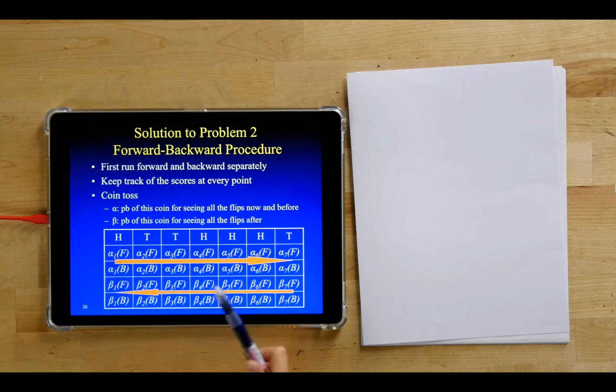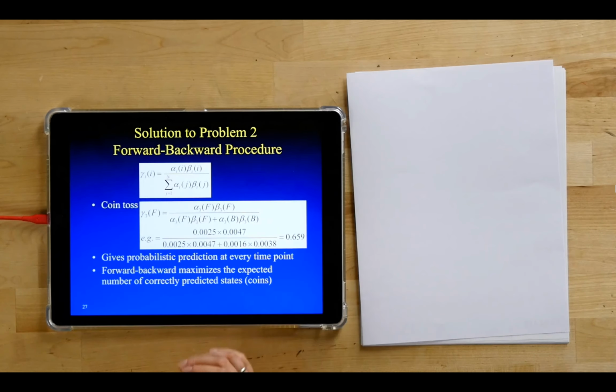But we also calculate, using the backward procedure, going backward, these beta numbers. What are the beta numbers? The beta number is the probability of using this coin in order to see all the flips after it, not including this one. That's what the beta numbers mean, right? So it's the probability of a fair coin in order to see everything after, the probability of using a biased coin to see everything after, not including this particular coin. And so now, can we try to guess what is the hidden states, say at this location or at that location? The forward-backward procedure works like this.